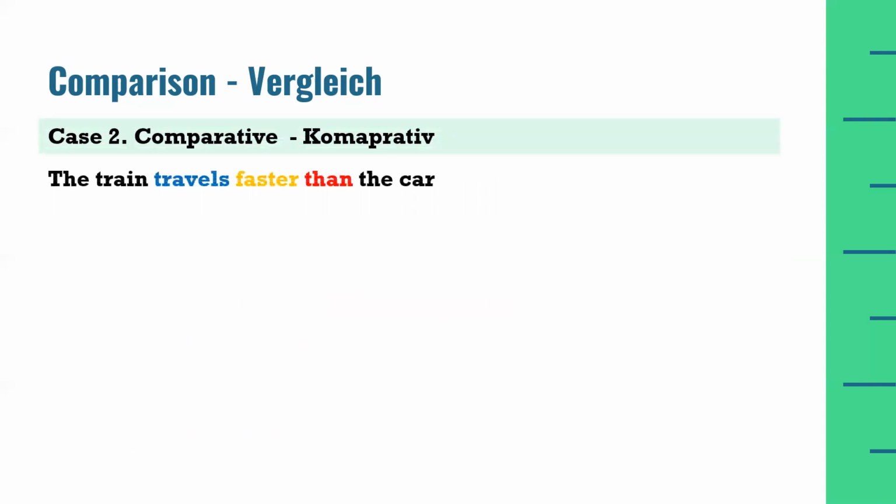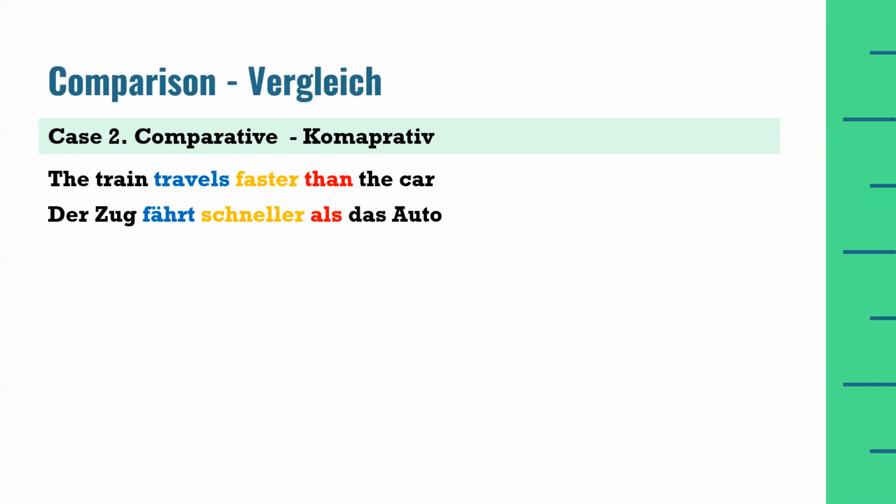Next example, the train travels faster than the car. In the German language, der Zug fährt schneller als das Auto. Again, Zug is a masculine noun, therefore it has the article der Zug. At second position, we always use the verb and it is conjugated according to the subject der Zug. So fahren becomes fährt. Then comes the comparative form of the adjective. The comparative form of schnell is schneller.